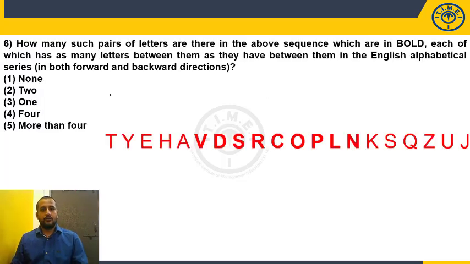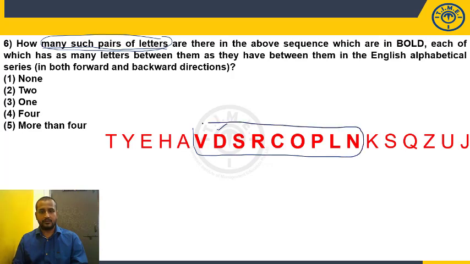Now look here. How many such pairs of letters? Just now I discussed at the beginning, when it is a letter sequence, this kind of question is possible. How many such pairs of letters are there in the above sequence, each of which has as many letters between them as they have between them in the English alphabetical series, in both forward and backward direction? It means in this sequence, the letters which are in bold. Not all the letters, only this particular part is in bold.